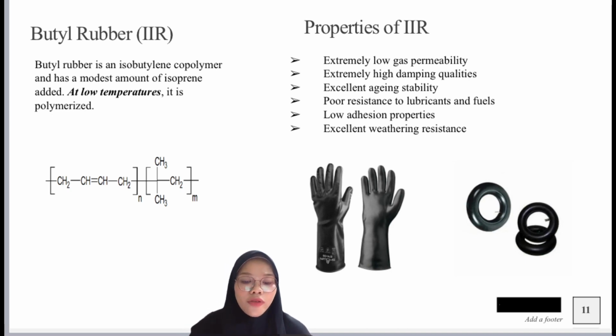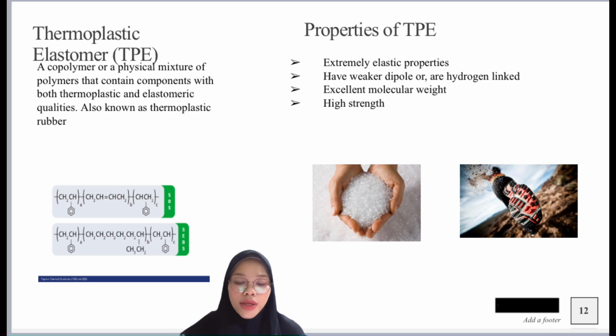For the thermoplastic elastomer TPE, it is a copolymer and physical mixture of polymers that contain components with both thermoplastic and elastomeric qualities, also known as thermoplastic rubber. This is the structure of TPE. For the properties of TPE, we know that TPE has extremely elastic properties, has weaker dipole or hydrogen links, excellent molecular weight, and also high strain.